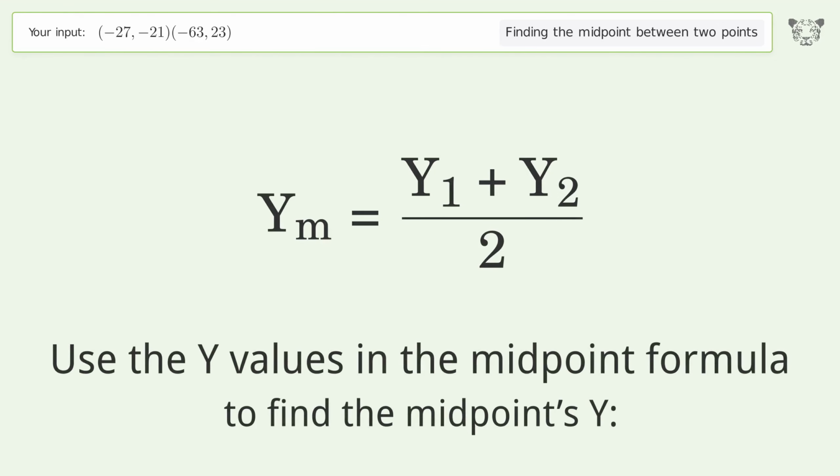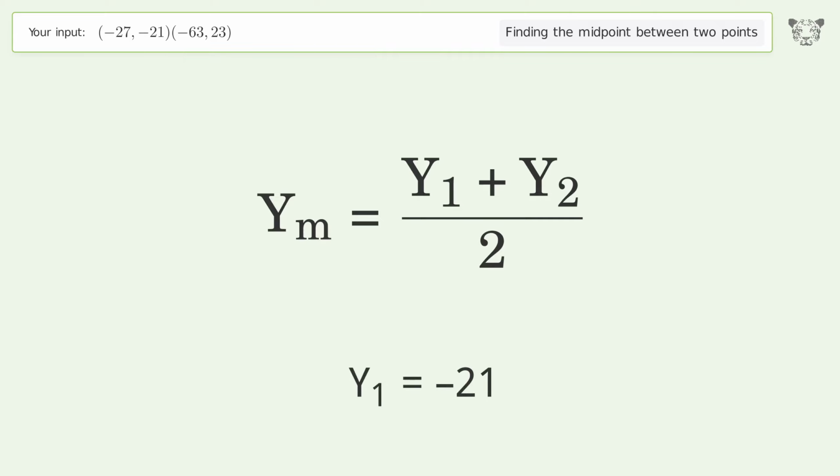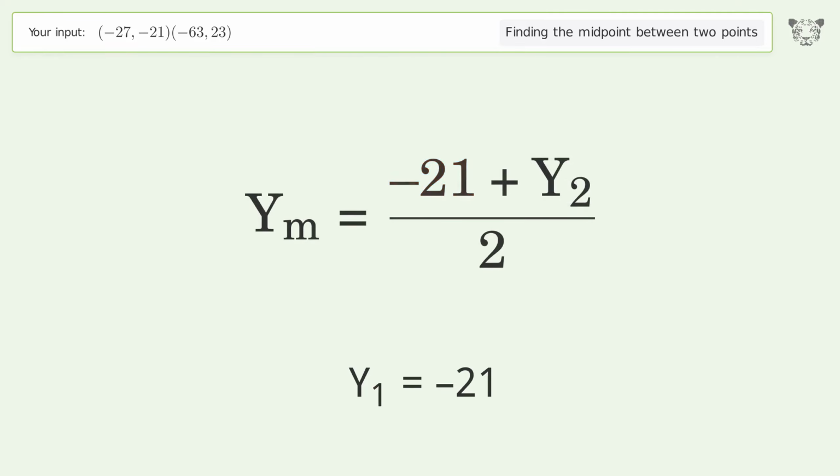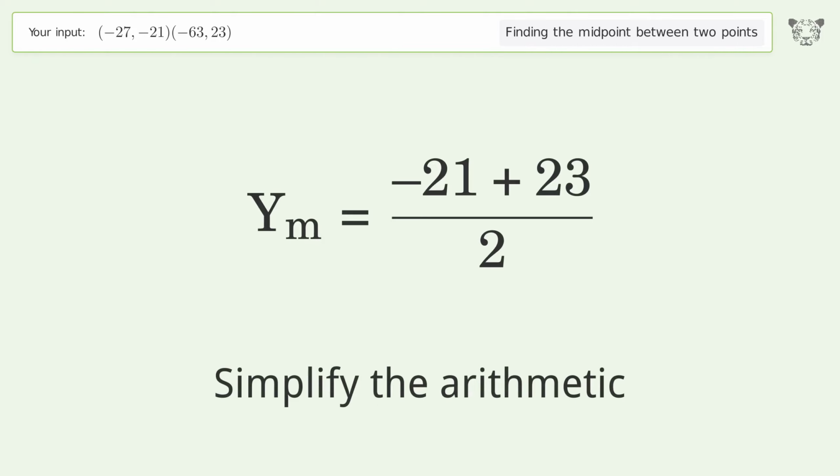Use the y values in the midpoint formula to find the midpoints y. y1 equals -21. y2 equals 23. Simplify the arithmetic.